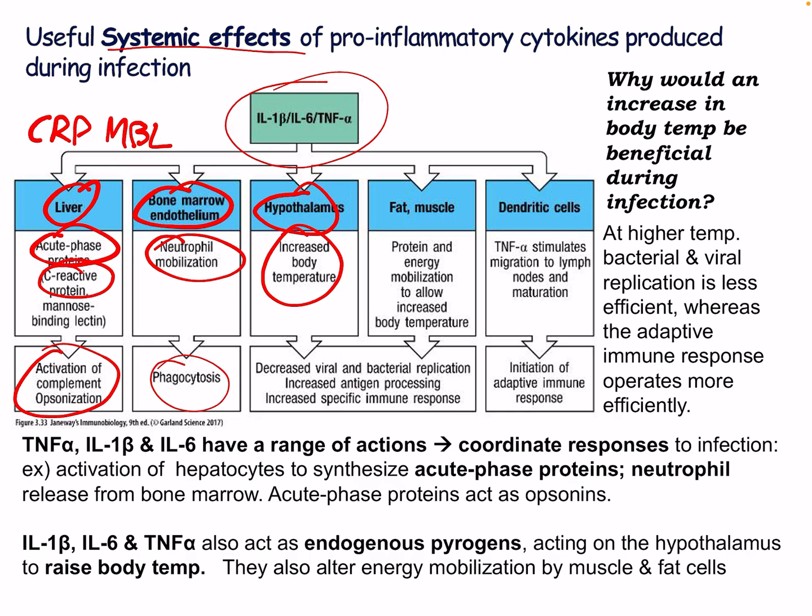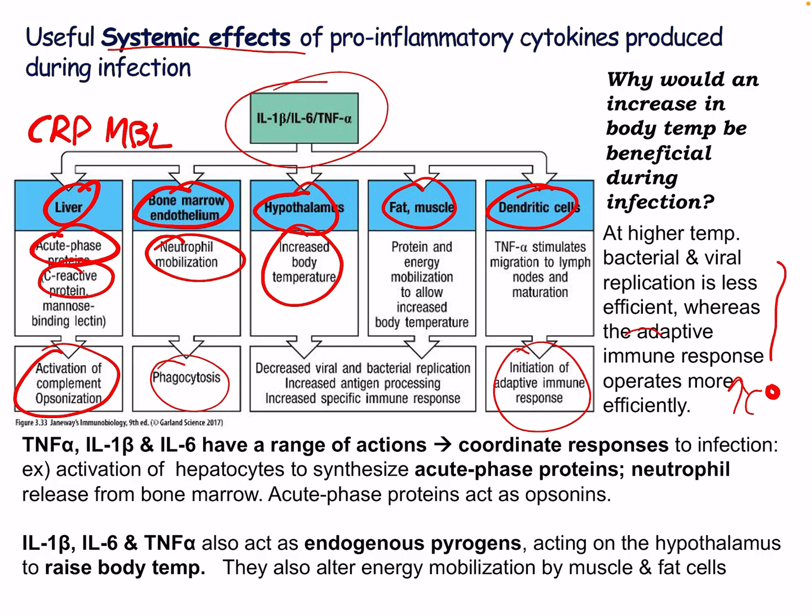This increase in body temperature is important because at a higher temperature, bacterial and viral replication is less efficient, whereas adaptive immune responses operate more efficiently. This is usually because the increase in temperature results in better enzyme activity. They can also affect fat and muscle, helping with protein and energy mobilization to allow increased body temperature, again for some of these beneficial effects. And we can also affect dendritic cells, where TNF-alpha stimulates the migration to lymph nodes and maturation, which is important in initiating our adaptive immune response, as we can see here.